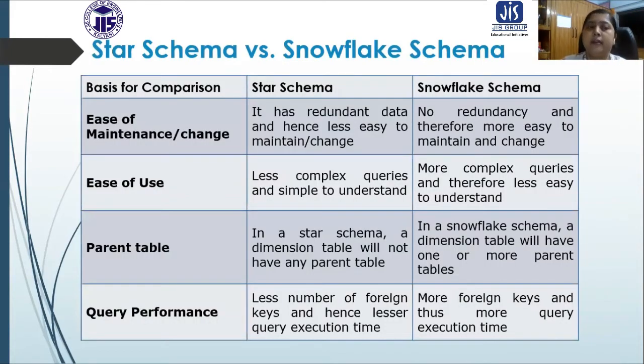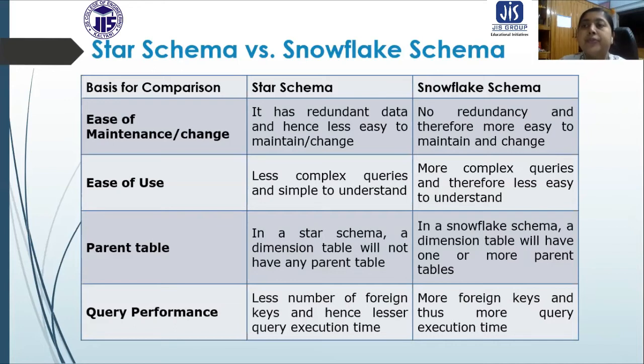So the first basis of comparison is what? Ease of maintenance or change. If you're talking about the star schema, it has redundant data and hence is less easy to maintain and change, because all the information is in the same table. So obviously redundant data can be there. Whenever a change happens, we need to go to all the fields because normalization is not possible. So the advantage of normalization cannot be applied here.